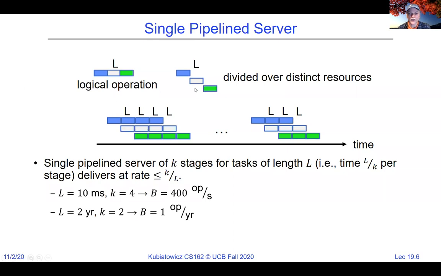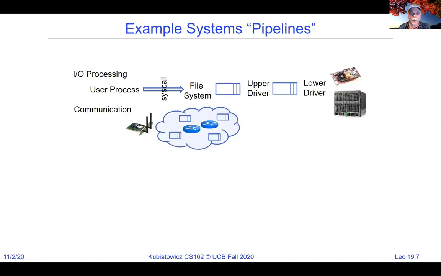And so let's, or actually, excuse me, bottlenecked by the large one, the one that takes the most time. Okay, now, example system pipelines are everywhere. So in 61C, you basically talked about the processor pipeline. Here, you can imagine that you have a bunch of user processes. They make a syscall. They put things into the file system, which queues them up. That's a pipeline doing file operations that then leads to disk operations, which then lead to disk motion.